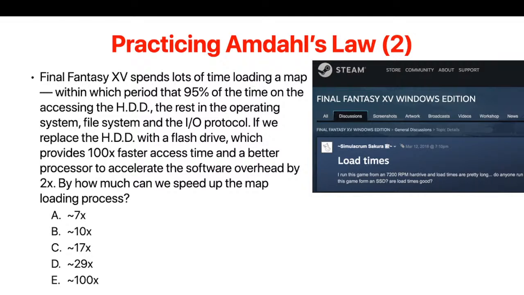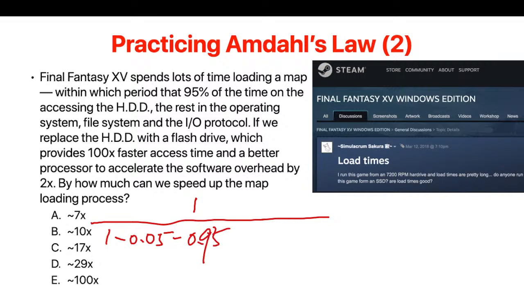By applying Amdahl's law by equation, we first have one above the line. One above the line. Okay, very good. And what's put in there? The first element we would put up is 1 minus 0.05, then minus 0 plus 0.05. Okay.